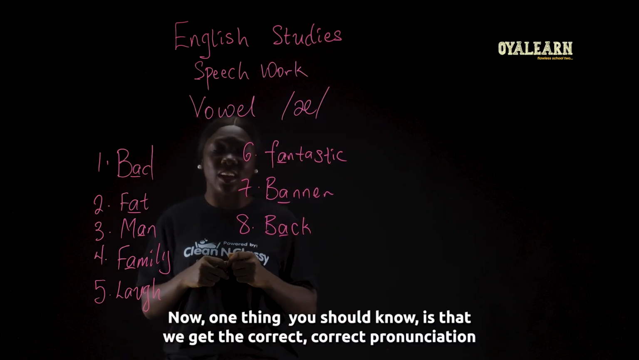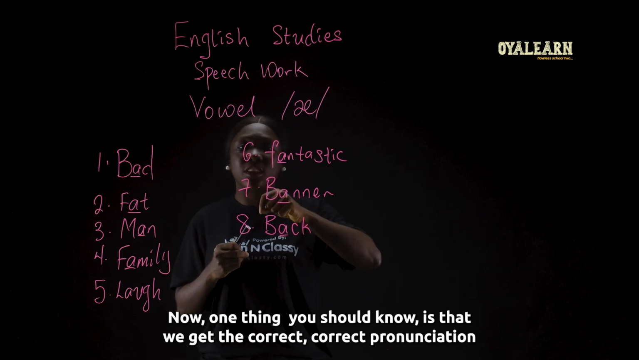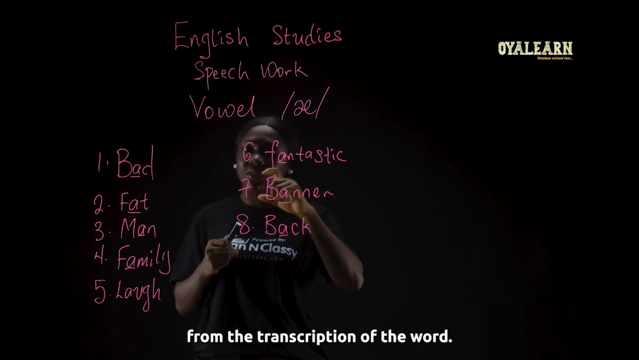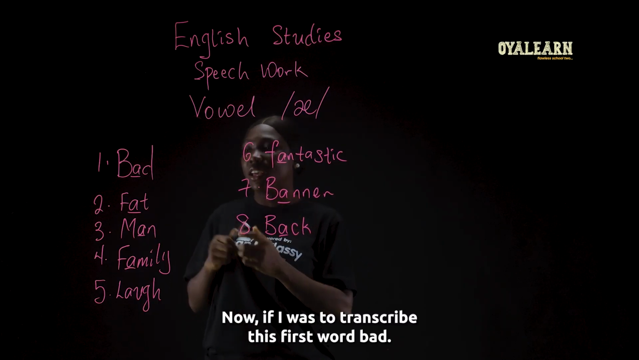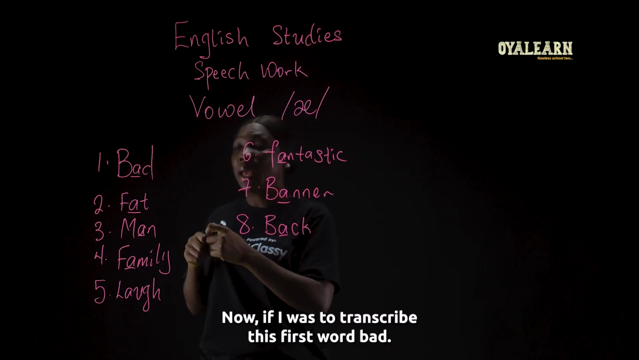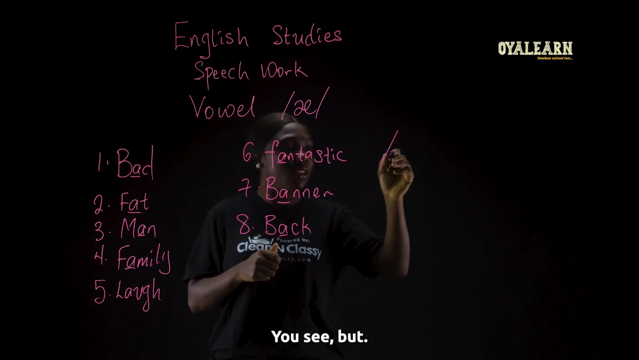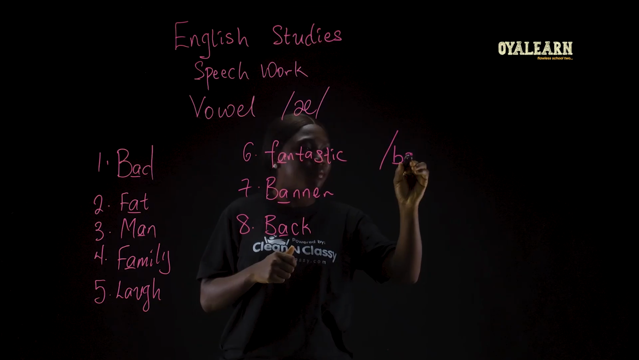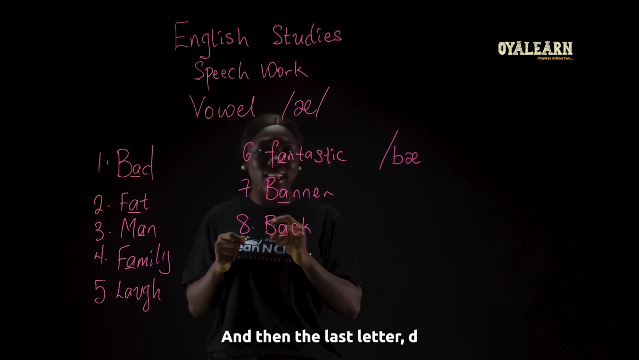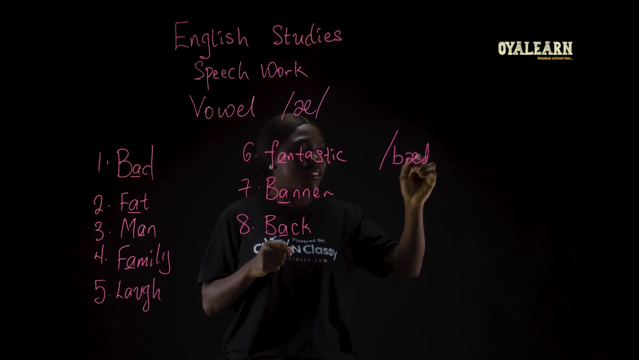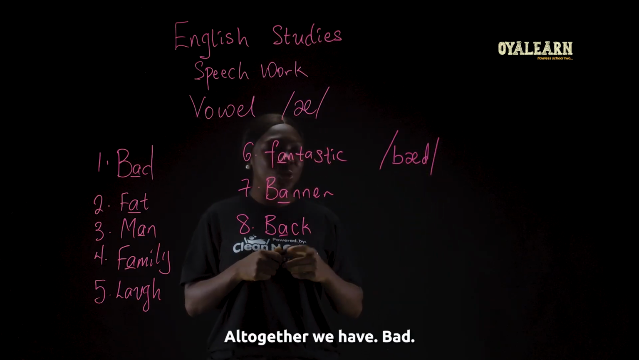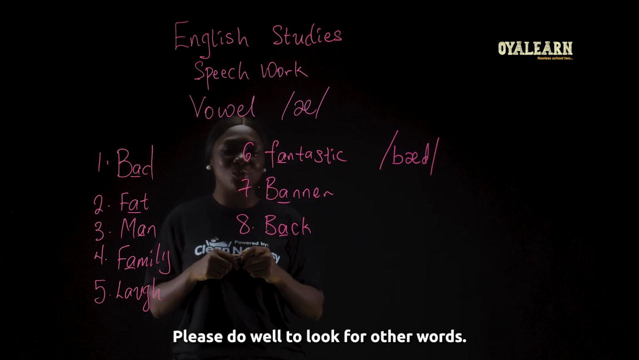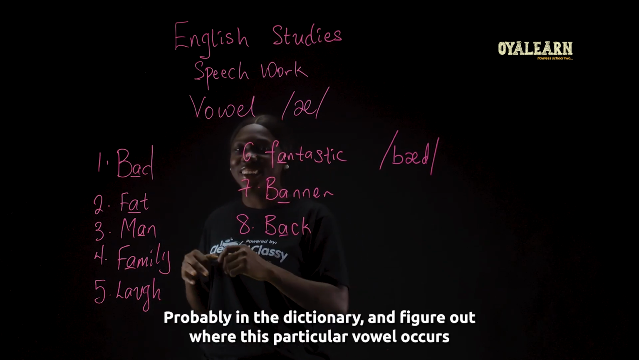Now, one thing you should know is that we get the correct pronunciation of a word from the transcription of the word. If I was to transcribe this first word, bad, you see B, and then the fourth vowel, and then the last letter, D. Altogether, we have bad.